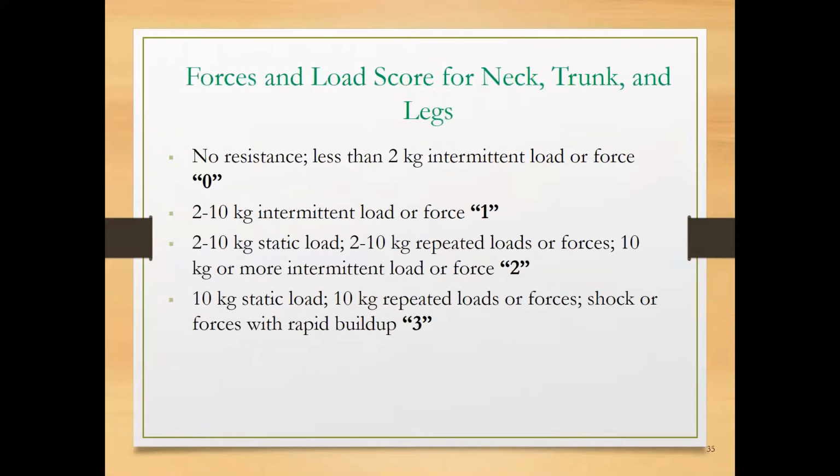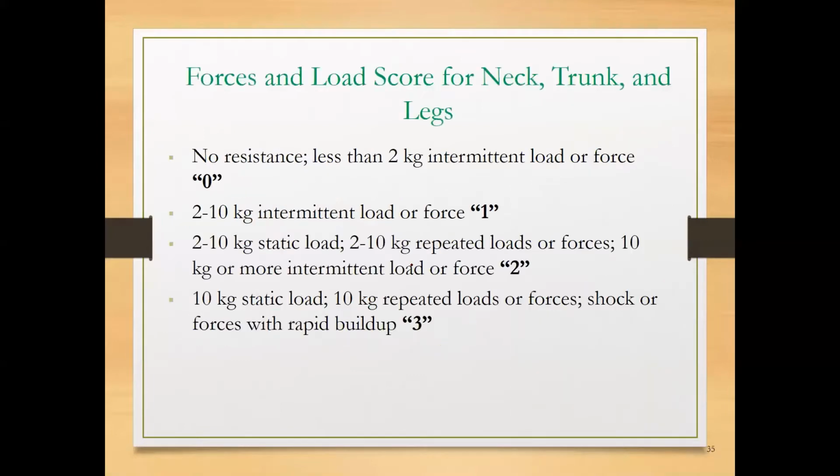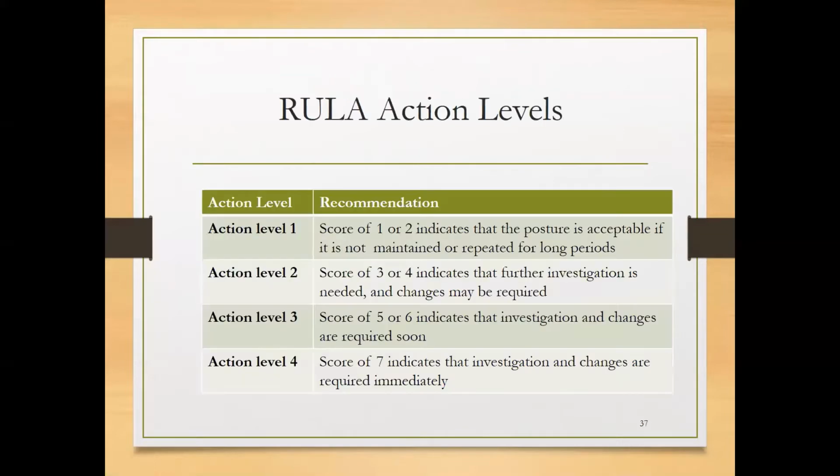So if the posture is stable, feet are well supported on both legs, you will add 1. If legs and feet are not evenly balanced, you will add 2. So force and load scores have the same classification as we discussed, so I won't repeat it again. And muscle use score also has the same categorizations, 2 possibilities, 1 for static posture and 1 for repetitive posture. So you will add 1 if one of these conditions holds.